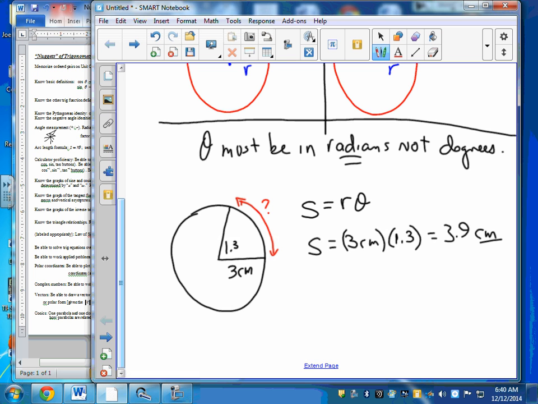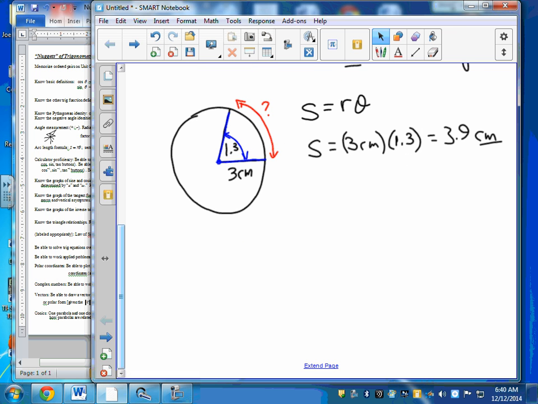Now, the first time you see a problem like this, you go, well, what do you mean the angle is 1.3? That's a perfectly good way of measuring angles. You say, well, I never did that in geometry. I always used a protractor, and I had degrees. Okay, so let me give you an equivalent problem where the angle is given in degrees.